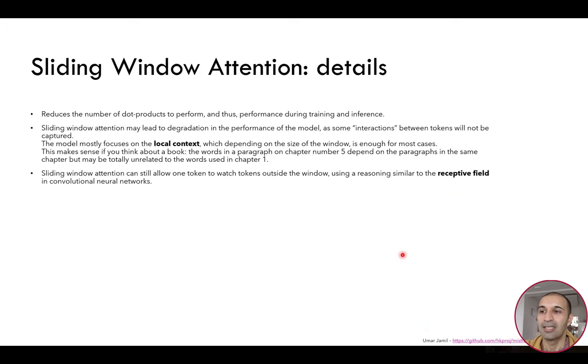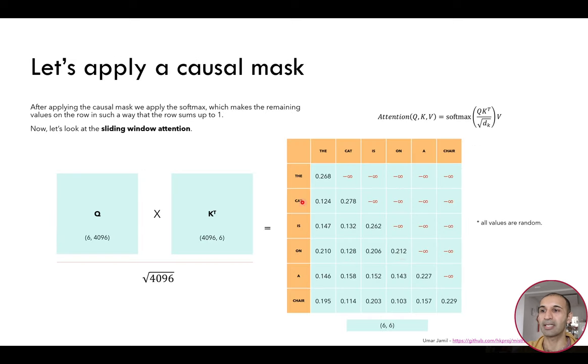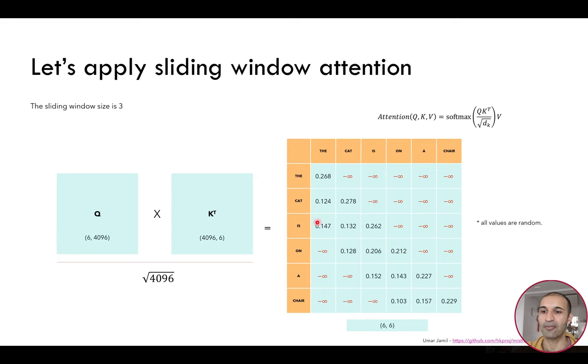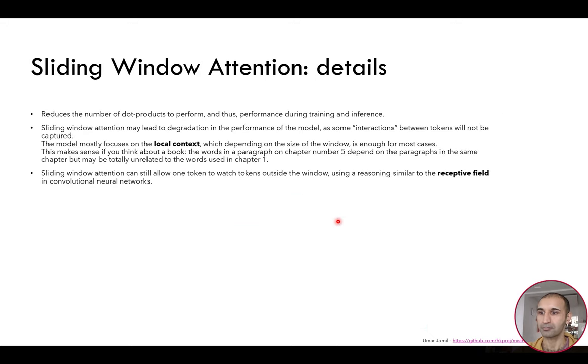So the sliding window attention basically reduces the number of dot products that we are performing, and this will improve the performance during the training and the inference, because as you can see, when we only apply the causal mask, we are performing all these dot products you see here. But with the sliding window attention, we are performing fewer dot products, because all the others will be masked out.